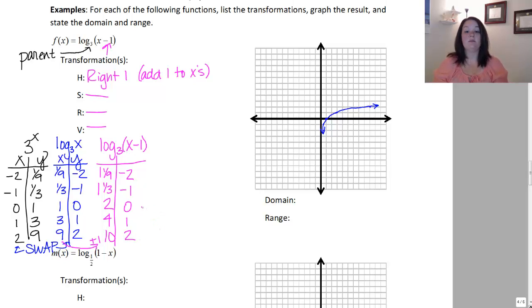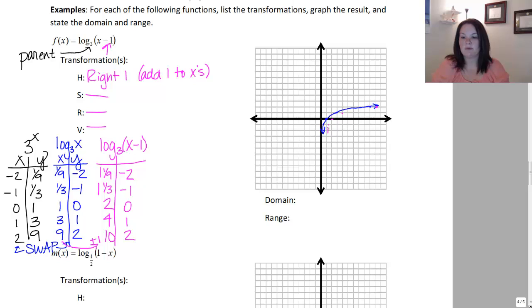Okay. So now I'm going to go ahead and graph my new function, which says at 1 1/9 I'm at -2. At 1 1/3 I'm at -1. At 2 I'm at 0. At 4 I'm at 1. And at 10 I'm up at 2.